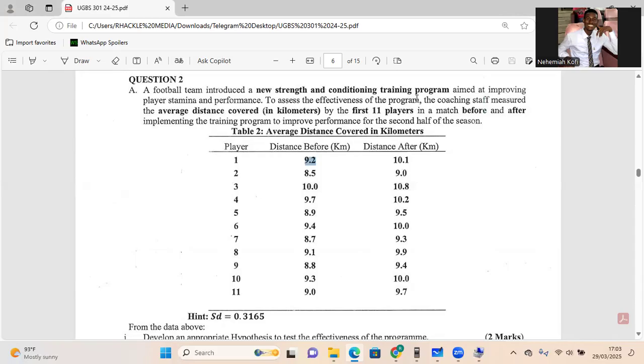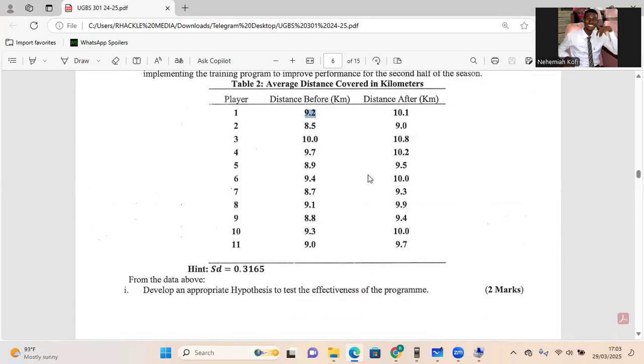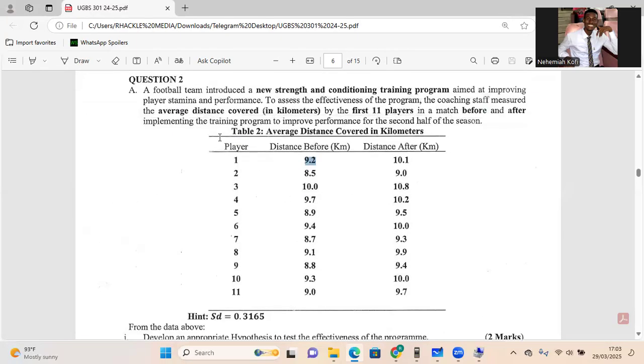Sometimes too, firms will check their sales and then bring in some influencer and see whether the influencer can boost their sales. They check their sales before bringing the influencer and after bringing the influencer, right? Has there been any increase in sales or in profit? That's what we normally use paired sample for, right? So now this is the question.